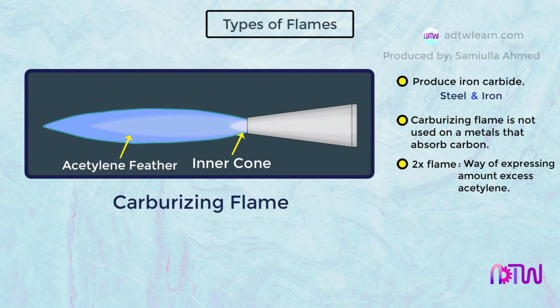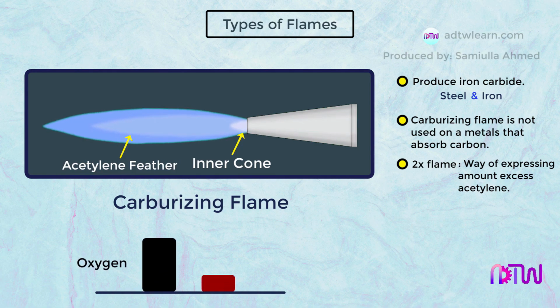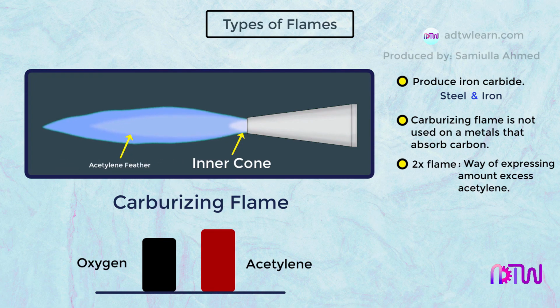The carburizing flame may add carbon to the weld metal. Reducing or carburizing welding flames are obtained when slightly less than 1 volume of oxygen is mixed with 1 volume of acetylene. This flame is obtained by first adjusting to neutral, and then slowly opening the acetylene valve until an acetylene streamer, or feather, is at the end of the inner cone. The length of this excess streamer indicates the degree of flame carburization. For most welding operations, this streamer should be no more than half the length of the inner cone.